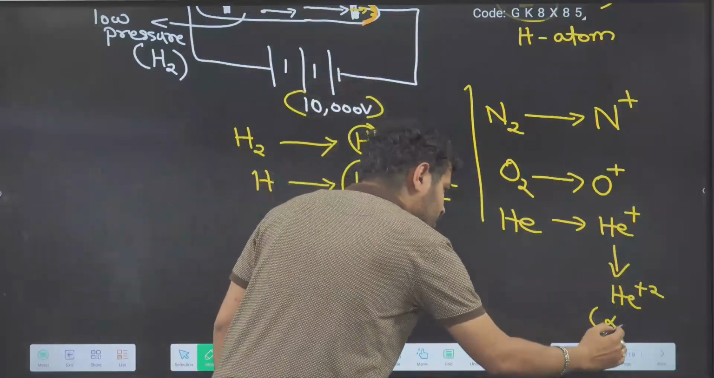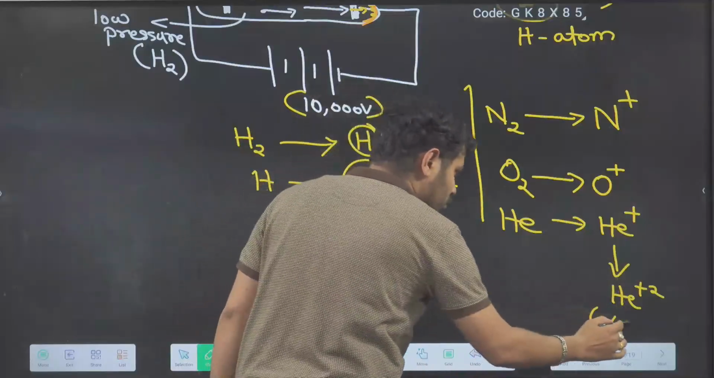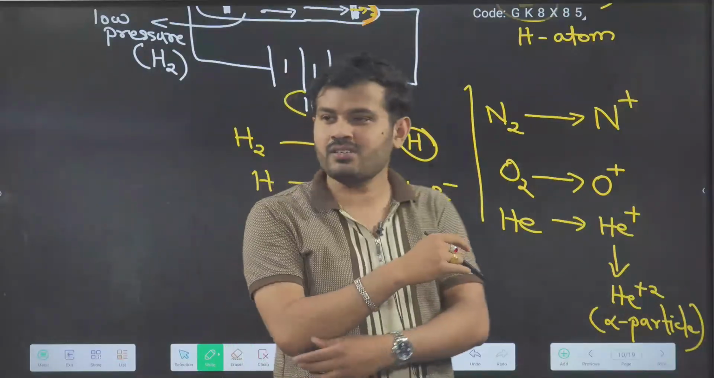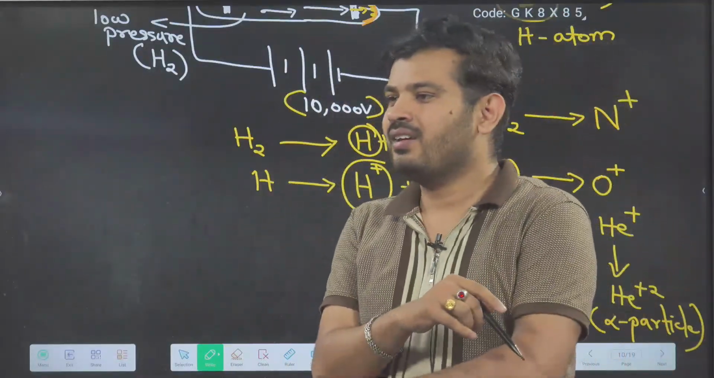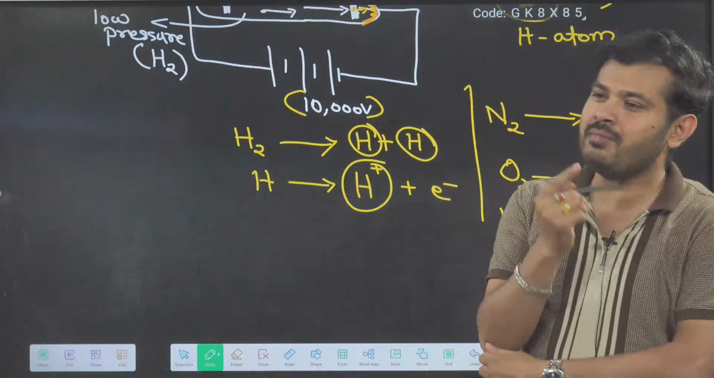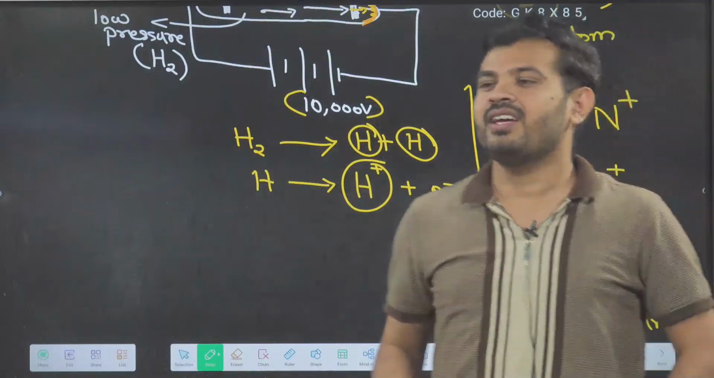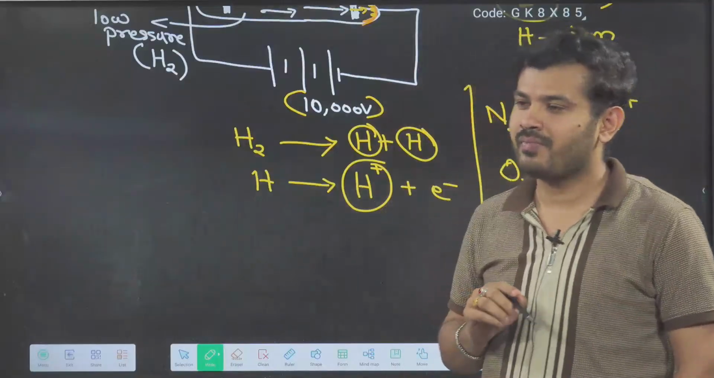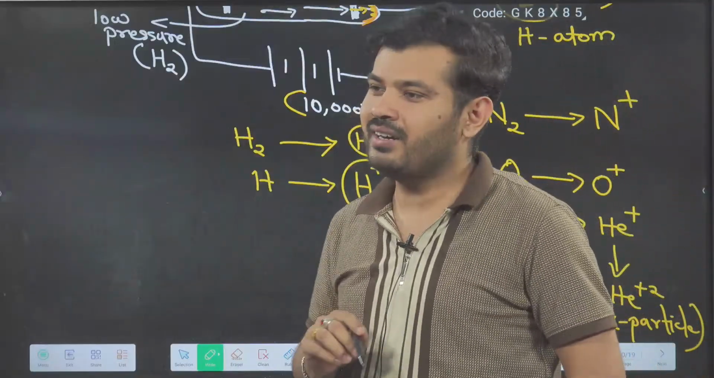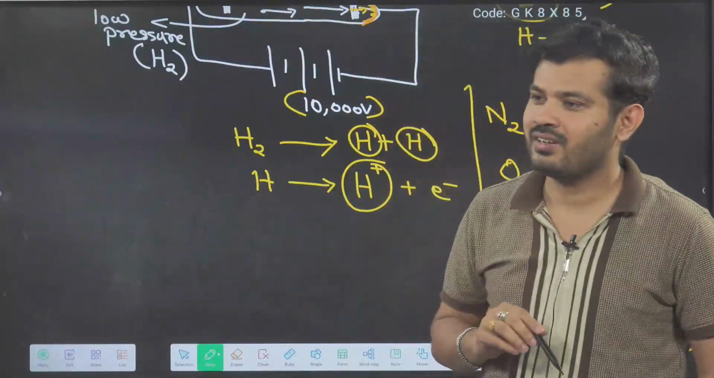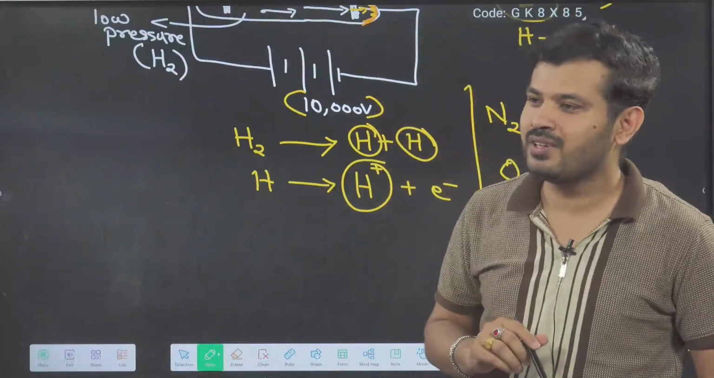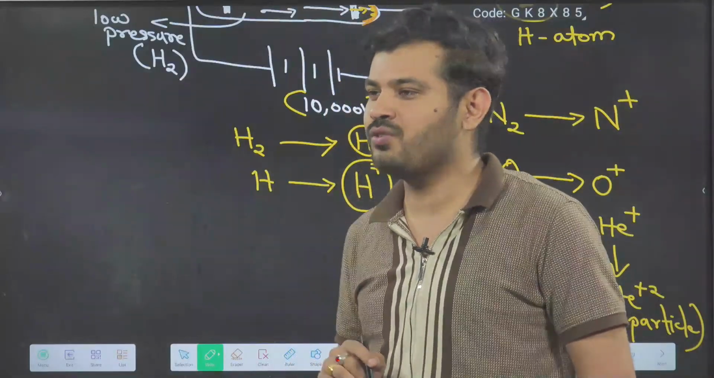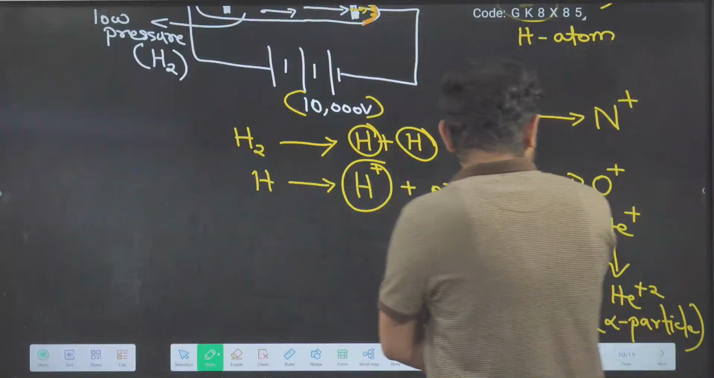And this helium 2 plus is called, can anyone tell me what it is called? Helium 2 plus is called an alpha particle. Can you recollect in which experiment we have studied this alpha particle? Can anyone recall? Gold foil, yes, gold foil. Rutherford's gold foil experiment, not Bohr's, it is gold foil. Yes, so many answers are coming. It is the gold foil experiment in which we discussed the alpha particle.